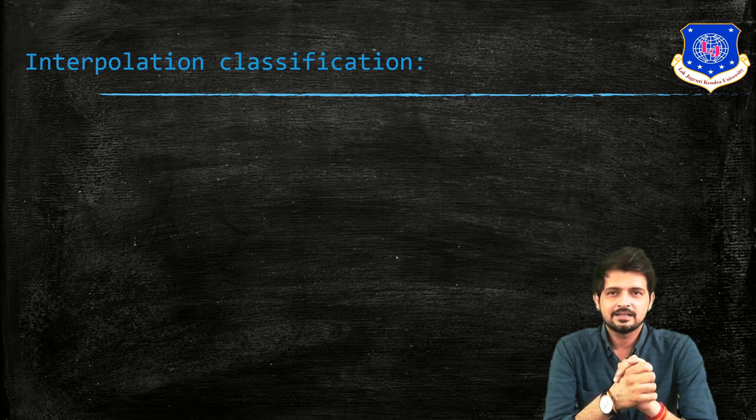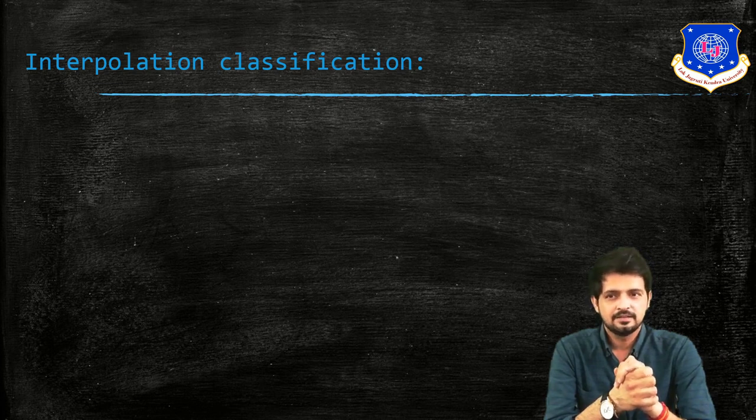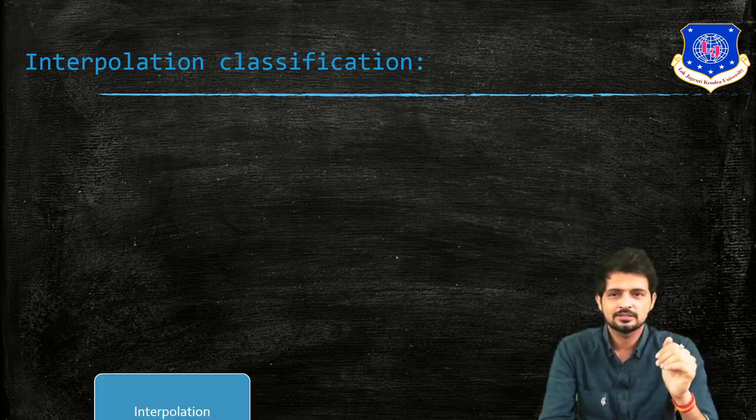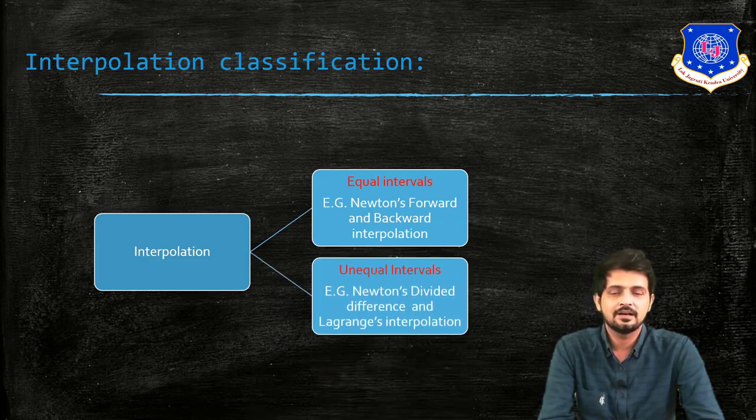Okay, first of all, let us study interpolation classification. How many types of interpolations are there? First of all, the definition of interpolation is the process to find the value of the function for the intermediate values of x from the given set of data, right? This is the definition of interpolation. On the basis of the interval size, the interpolation is classified into two types: equal intervals and unequal intervals. Interpolation with equal intervals and interpolation with unequal intervals.